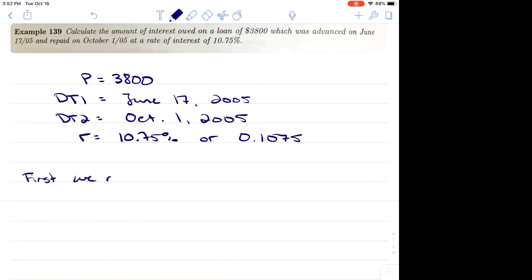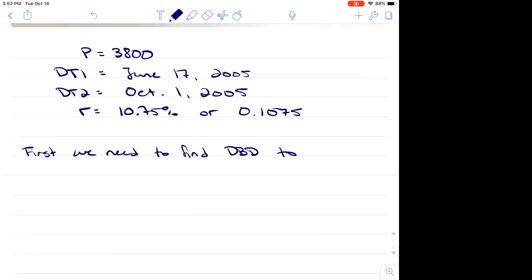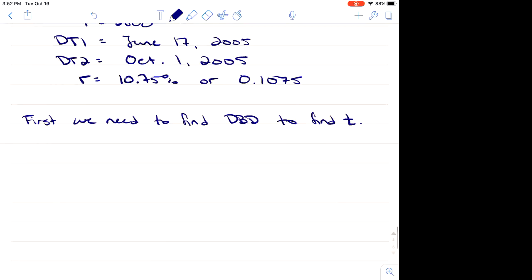First, we need to find the days between dates to find T. So how we're going to show our work is we say date 1 and date 2. And the days between dates is what we're solving for, so I put a little star by it.